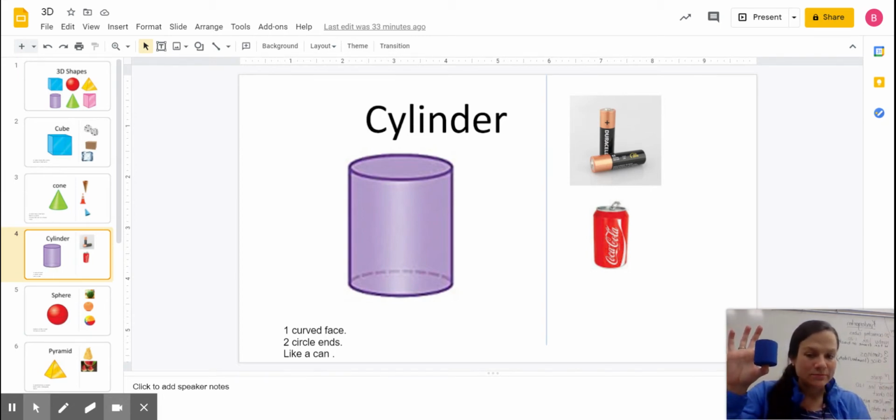Here's a cylinder. It has a curved face with 2 circle ends. 1, 2. Just like a can of Coke or green beans or a battery. Can you say cylinder? Good job, cylinder.